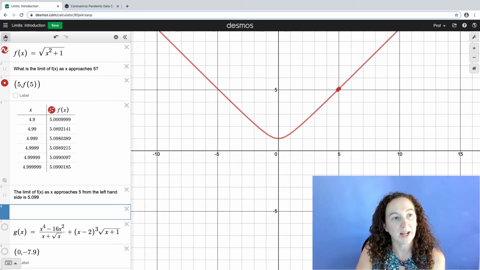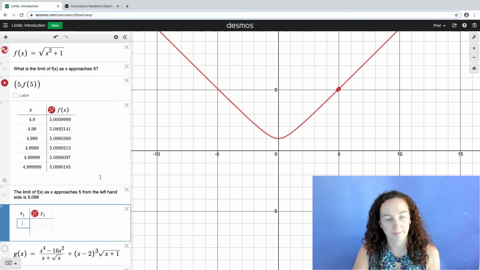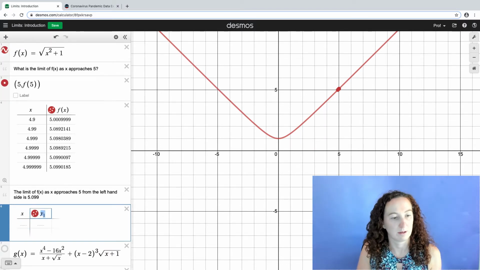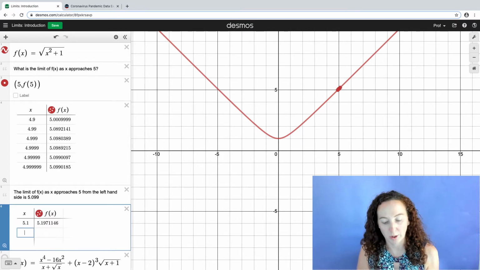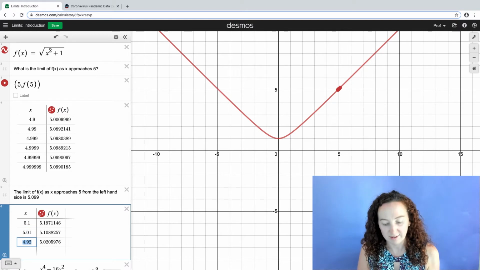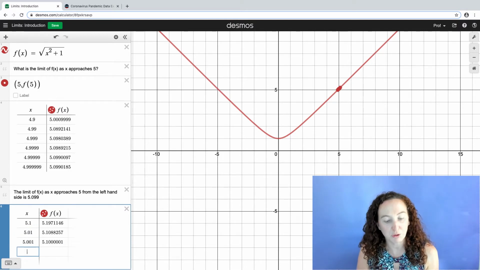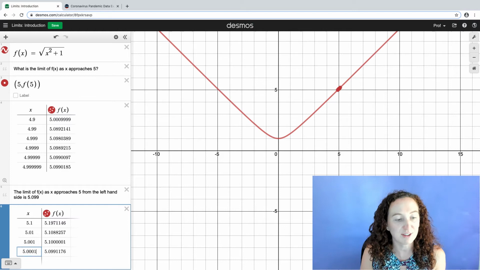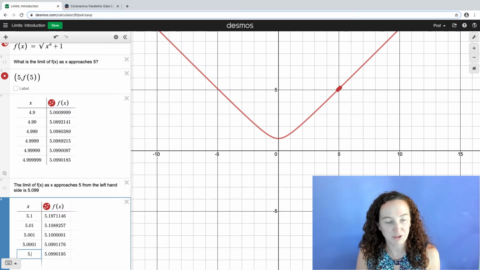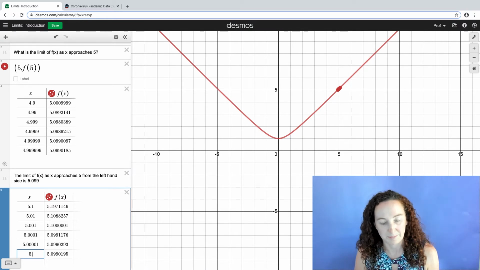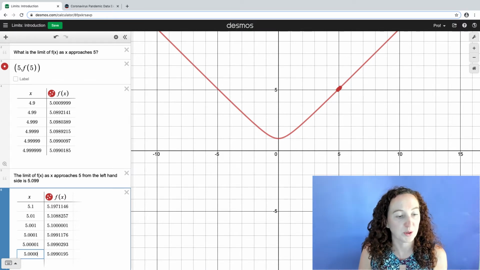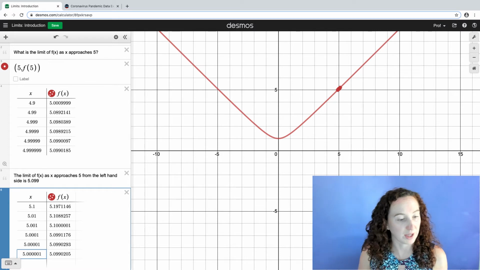Now let's go ahead and look from the right-hand side. I want to start bigger than 5, so I'm going to choose 5.1. And then I'm going to get closer to 5. Notice that I choose to either increase or decrease by an order of magnitude. That's just to keep it all really easy, so I don't have to think that much. And it will also converge quicker if we do that as well.